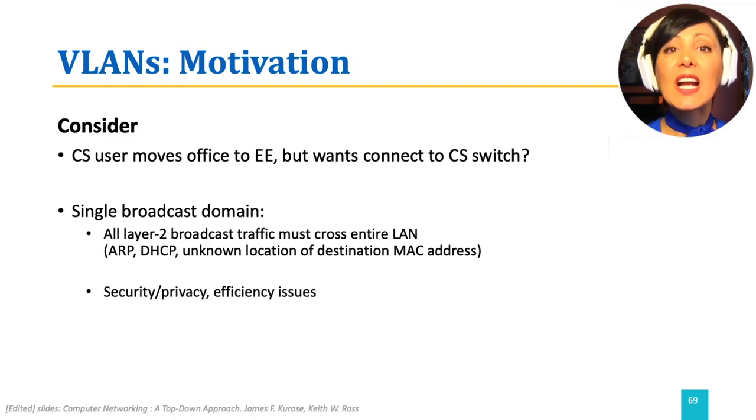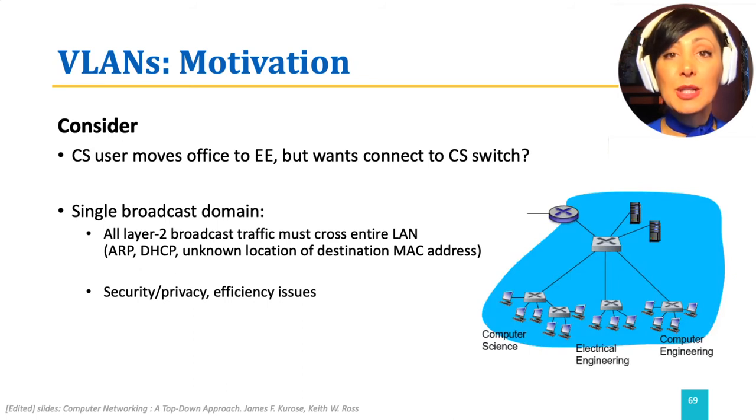Managing users and connecting them in a hierarchical way to partly isolate single switch traffic in this design is only possible through physical connection. For example, if you have a LAN connecting computing science, computer engineering, and electrical engineering departments in a hierarchical way, as you can see in the figure, if a computer science user moves office to electrical engineering but wants to stay connected to the CS switch, the solution remains at keeping the physical wiring to the CS switch.